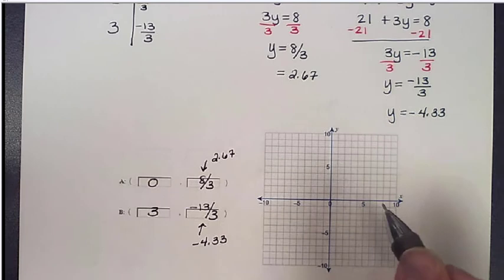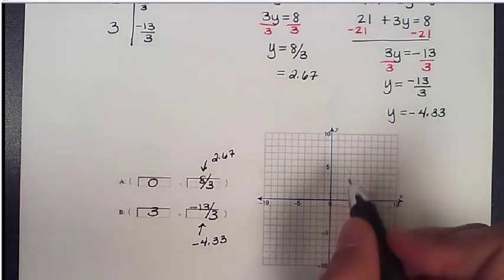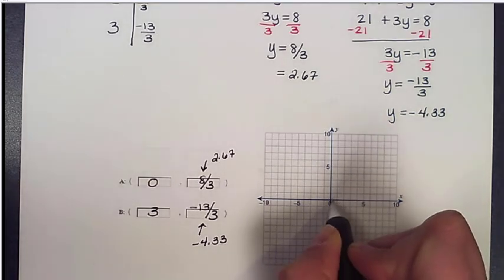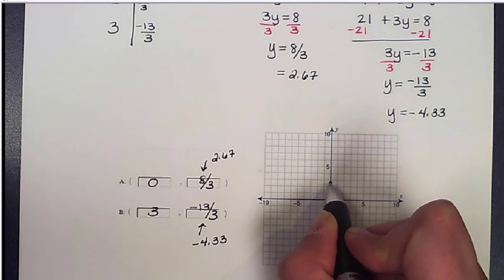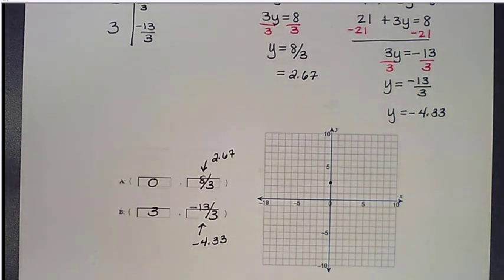So 0, again, we're not going to go right or left. We're going to go up to 2.67. That's just right below 3. Again, it doesn't have to be perfect. We are graphing by hand, so it can be a little off, but as long as it's in right about the right place.